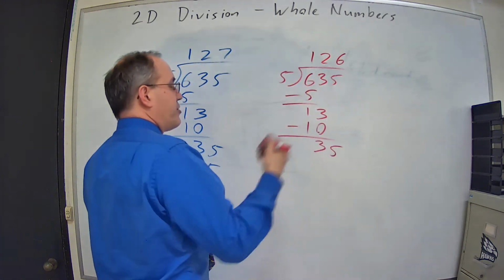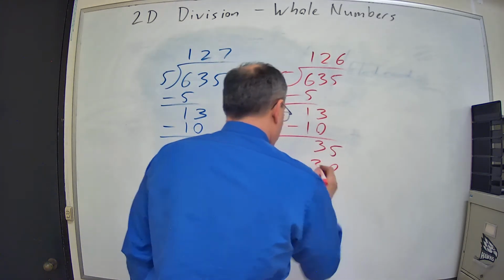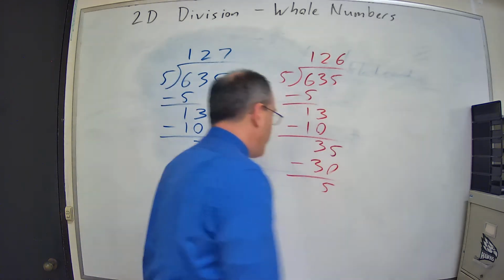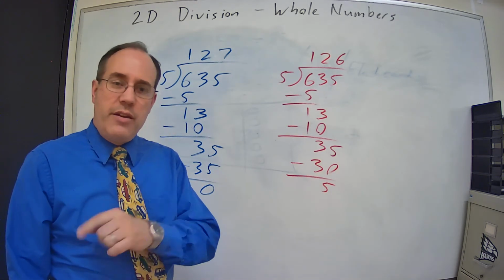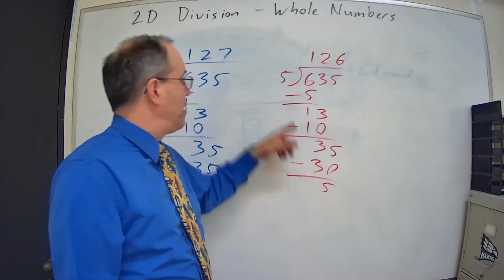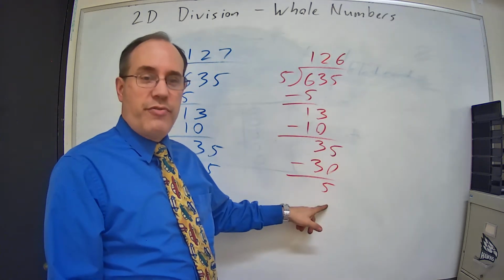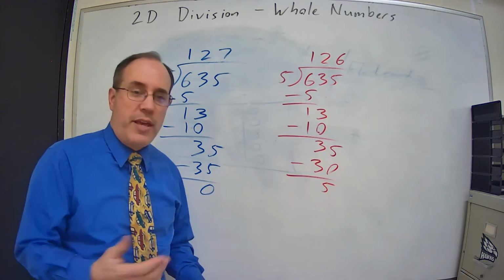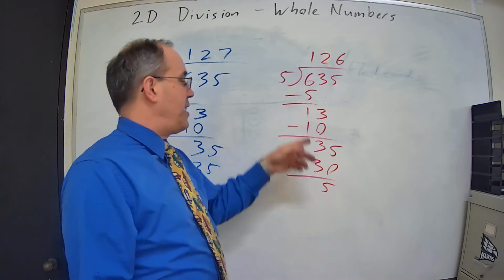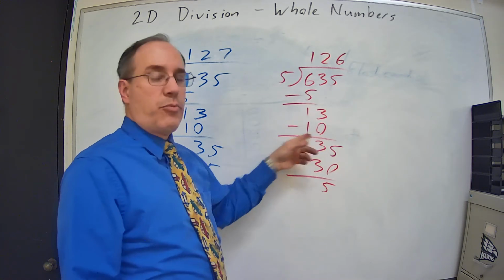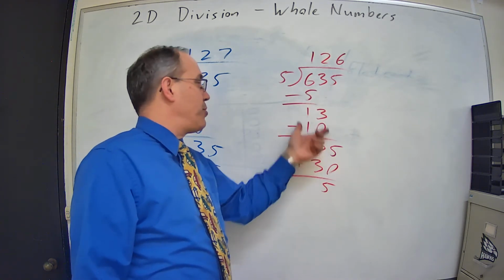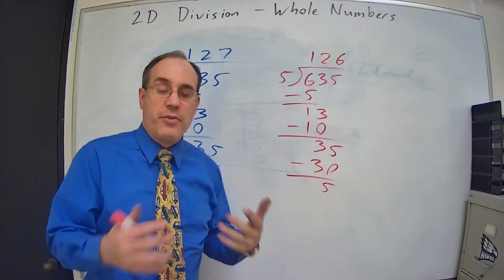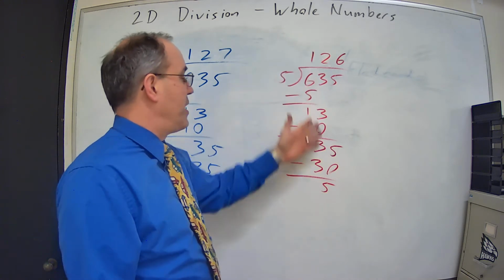6 times 5 is 30. So I subtract 30, I get 35 minus 30 gives me 5. Now I notice I've got another oops, because 5 still divides into 5. So notice there's 2 things I could catch by making a mistake here. One, I could catch that, wait a second, I can't subtract my number from the number that's there, therefore I must have chosen a multiplier that was too high, so I can't do that.